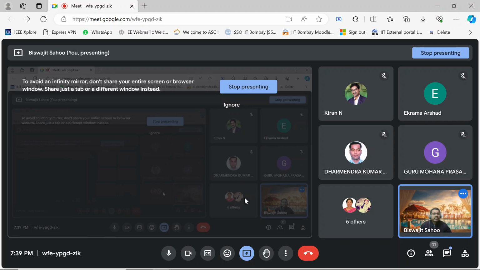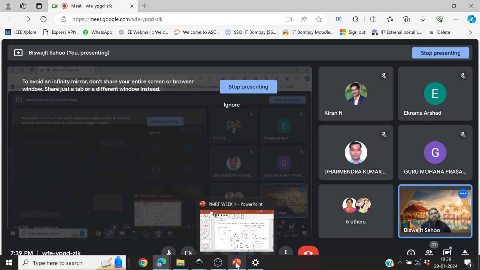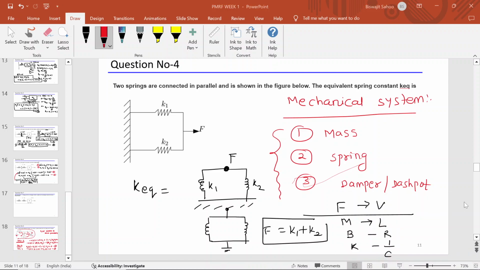Then what is the meaning of a static system? In a static system, the output depends upon the present value of input only. A static system doesn't depend on the past, and it also doesn't depend on the future. Okay.